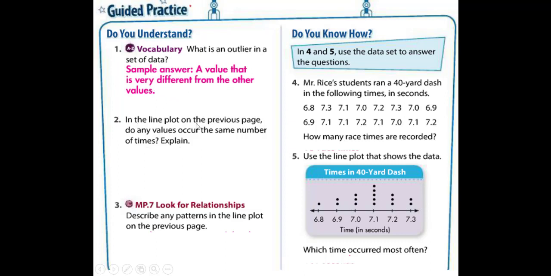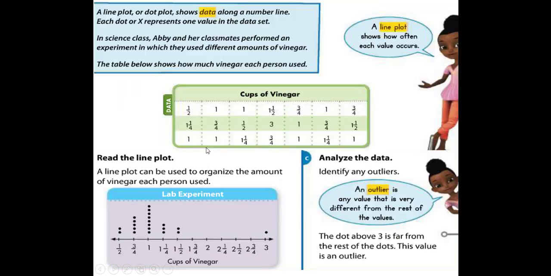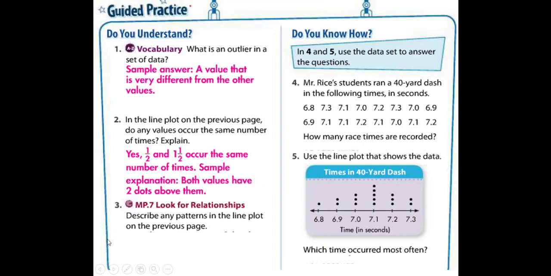In the line plot on the previous page, do any values occur the same number of times? Let's see. Do we have any values with the same number of dots above them? We have 2 here, and here we also have 2. So yes, 1/2 and 1.5 occur the same number of times. This is the explanation: both values have 2 dots.